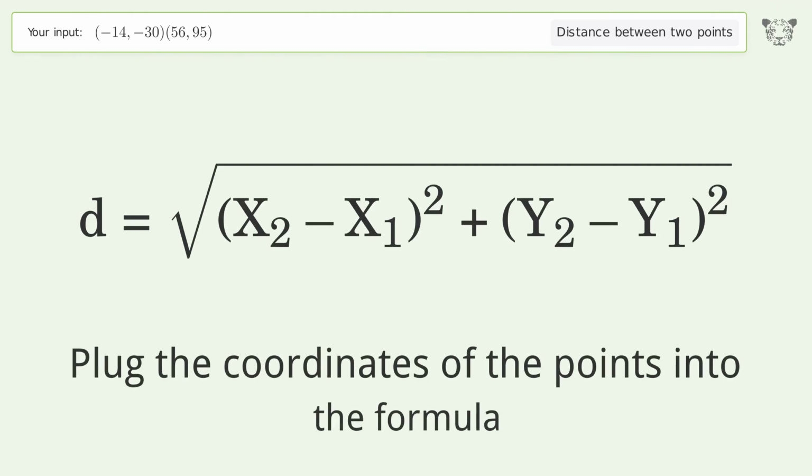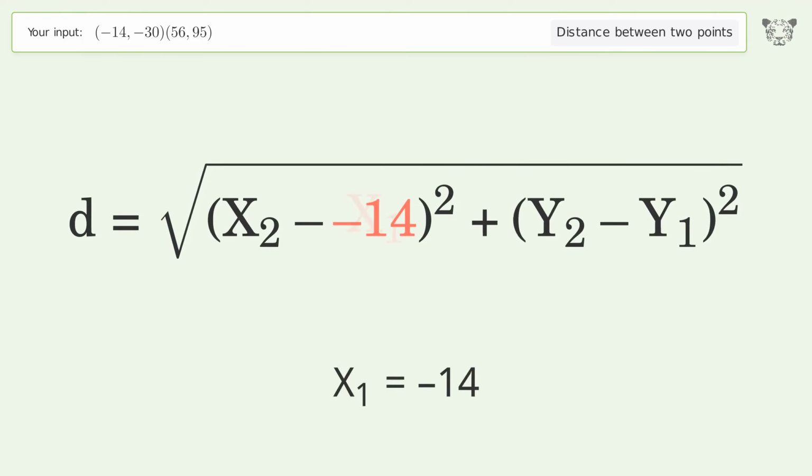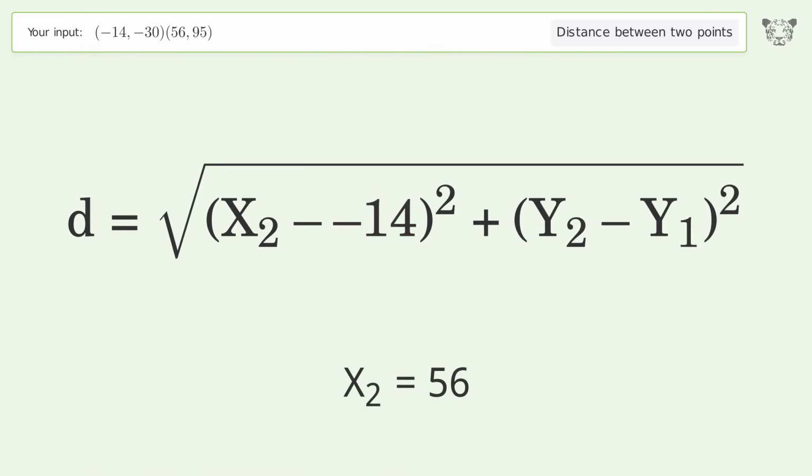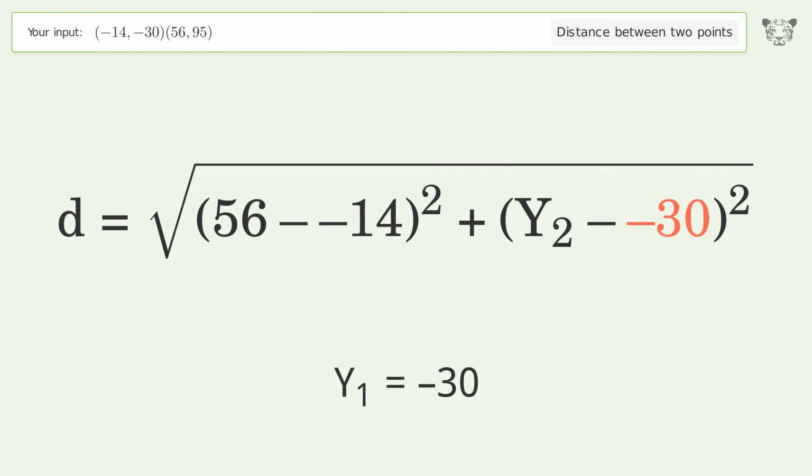Plug the coordinates of the points into the formula. x1 equals -14. x2 equals 56. y1 equals -30. y2 equals 95.